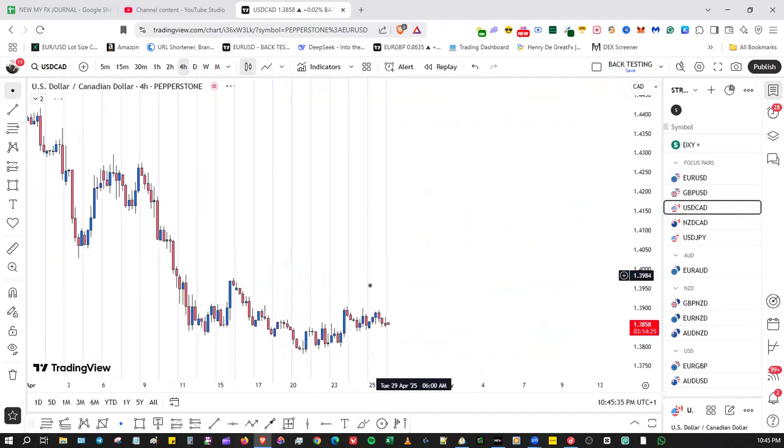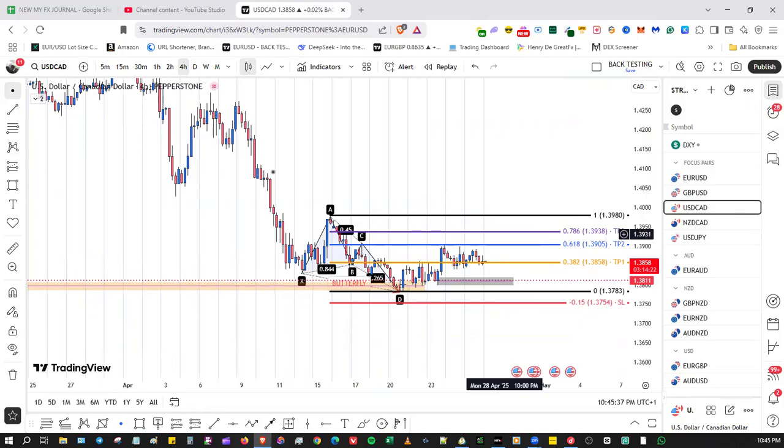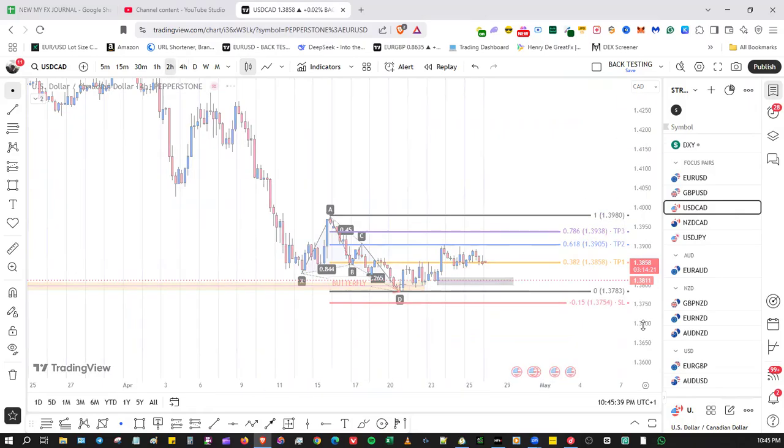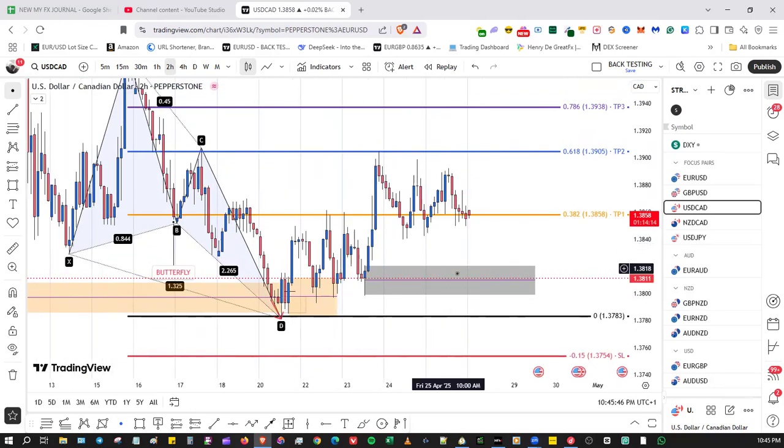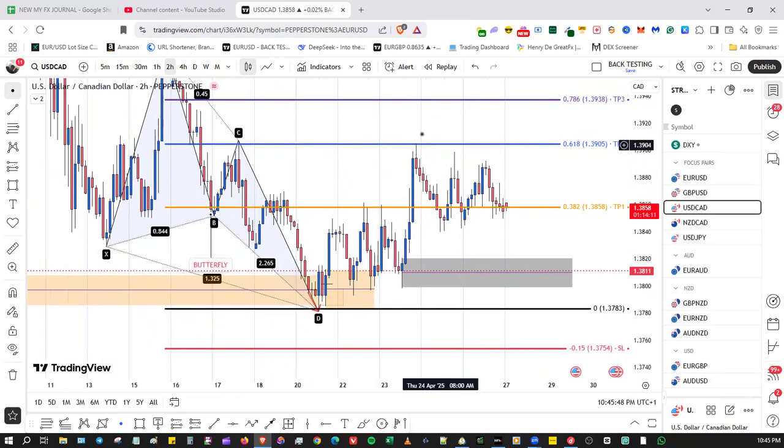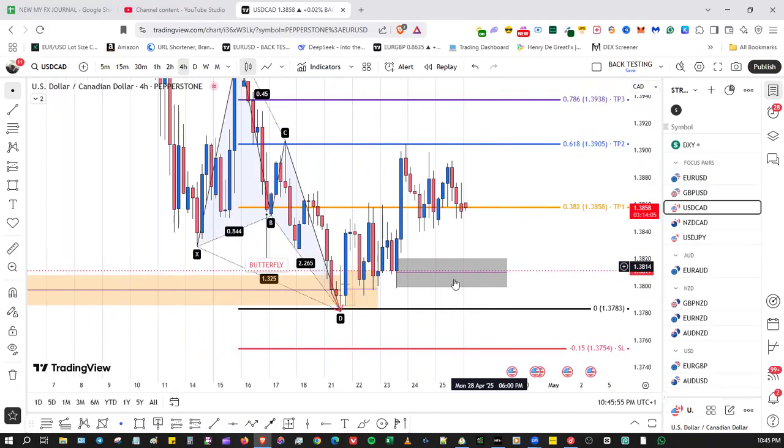For USD CAD, we've already gotten a lot of profit on this setup. But one could also look for a buy re-entry at this level. In fact, we closed this trade at 0.618, but if you're looking for a long-term buy, you can look out for entry on this level.